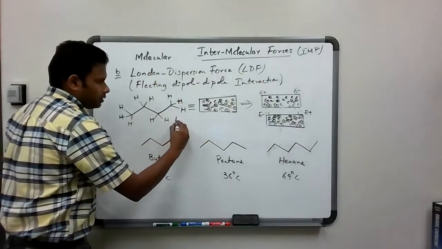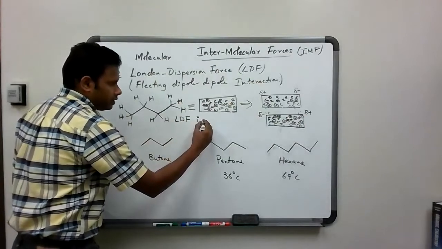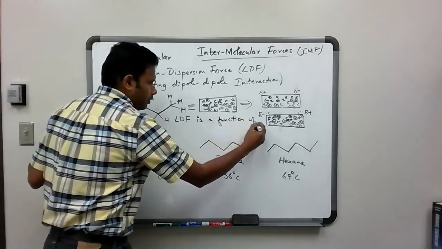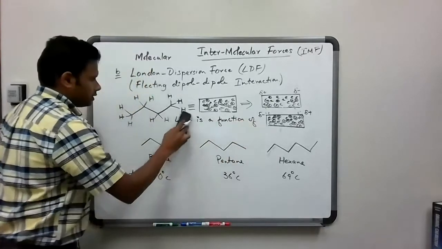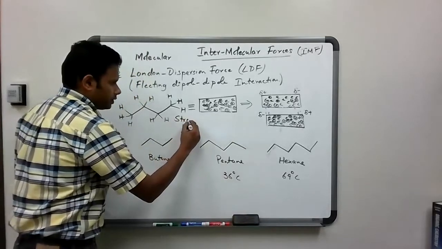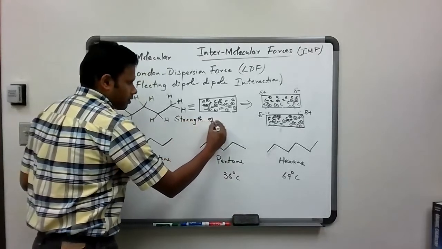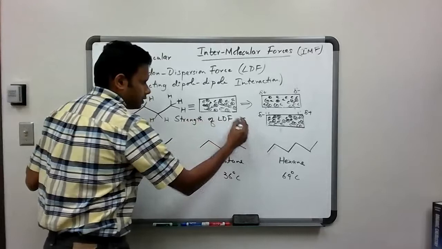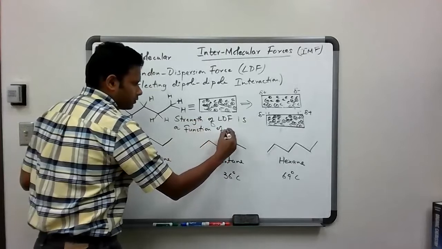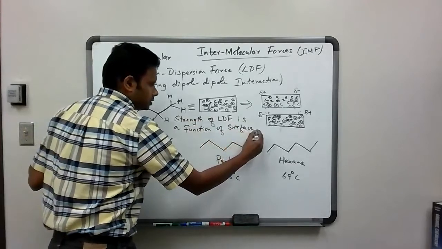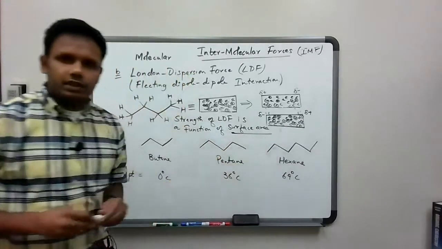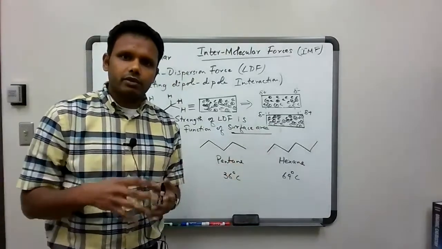Now it turns out the strength of the London dispersion force, LDF, is a function of surface area. That means how much surface is available for contact.